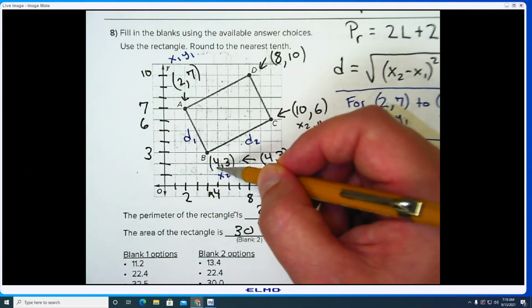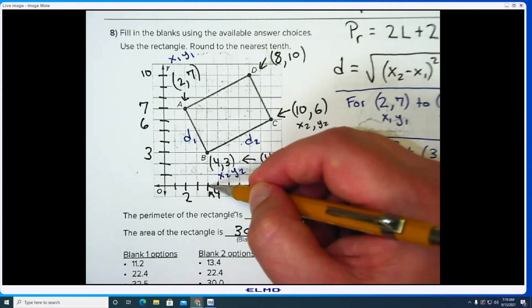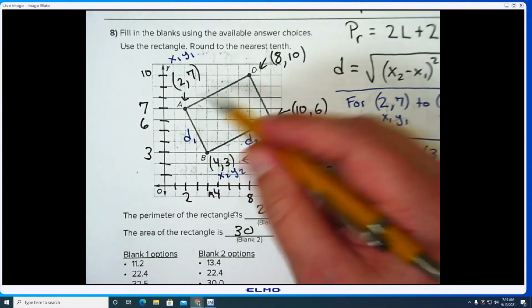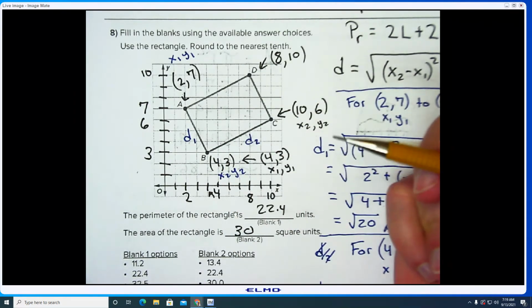So this is the 0.43. So I make sure on the X I have 4 marked and I have 3 marked so I can visually see it. Do that for all your points.